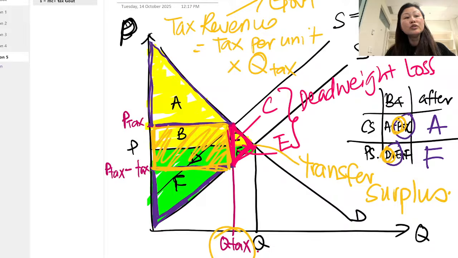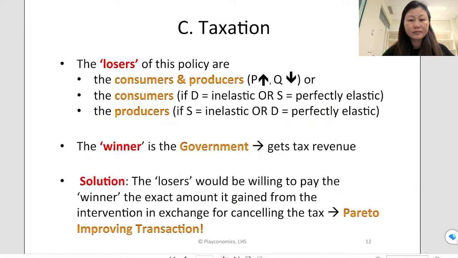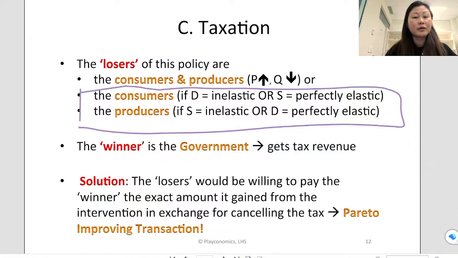Who are the losers in the policy? Let me go back to your lecture slides. Who are the losers in the policy? The losers are the consumers and the producers, because your price increases and your quantity decreases. Now, I'm not going to talk about this bit today. I'm going to start with this bit next week. The winner, of course, is the government. They get the tax revenue.